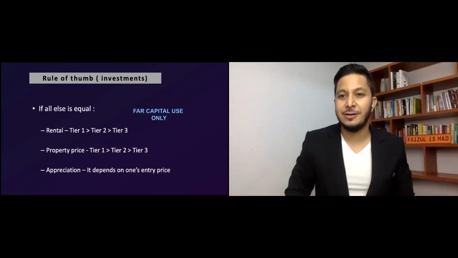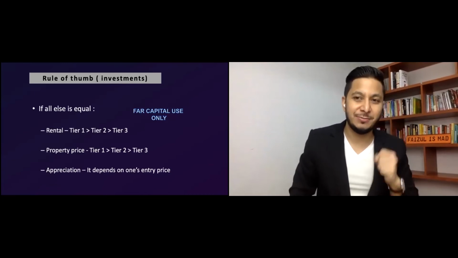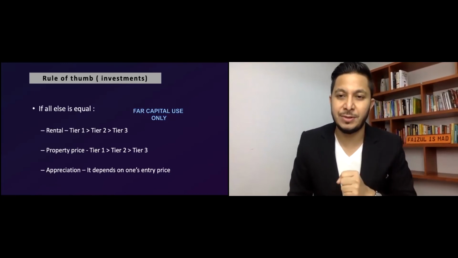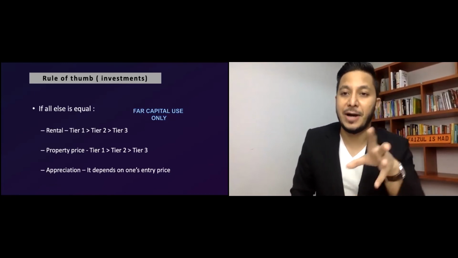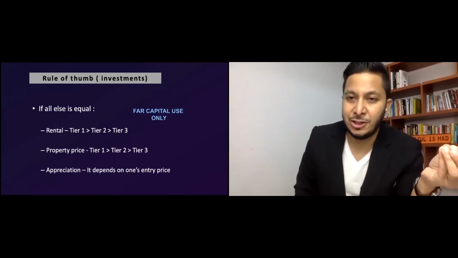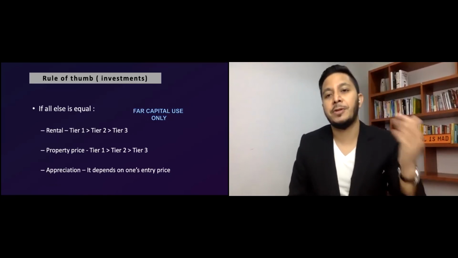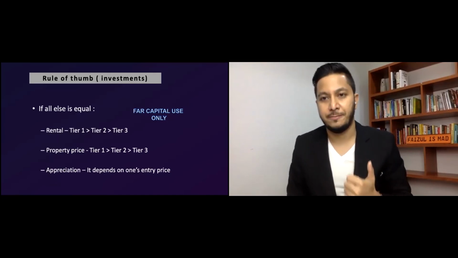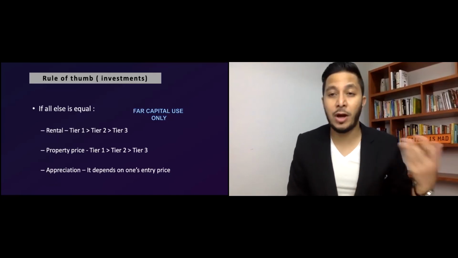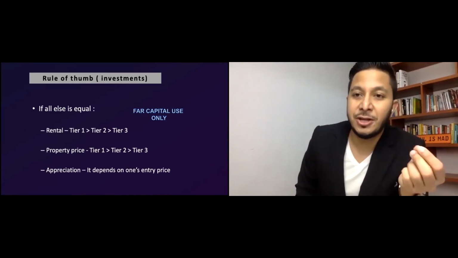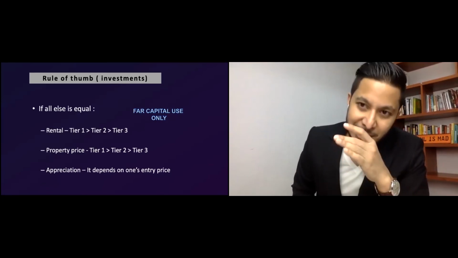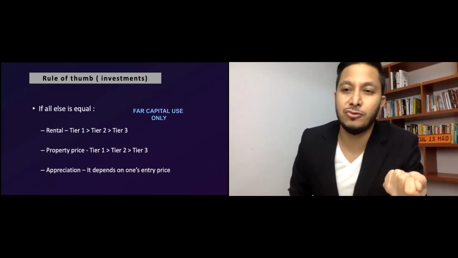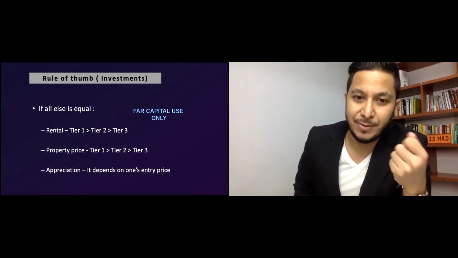Property price, by right, tier 1 should be more expensive than tier 2, and tier 2 should be more expensive than tier 3, right? But however, today, you see area like PJ, you see area like Bandar Utama, their property price is more expensive than Mont Kiara, even though Mont Kiara is tier 1. Why? A lot of locals love staying there, they don't care about price, they just like to stay there. So therefore, they pay a premium to stay in PJ. They pay a premium to stay in Bandar Utama, right?